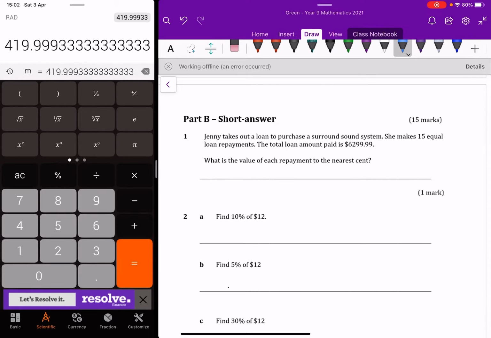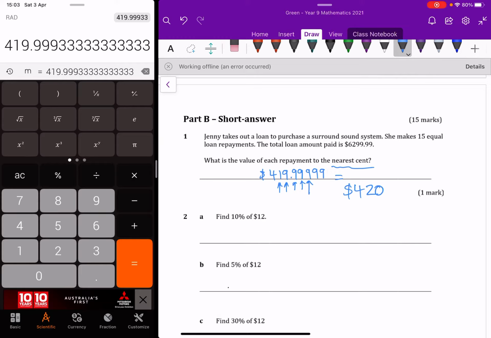Now here's the thing. What's the amount to the nearest cent? A lot of people were putting this as their answer. But when we round 0.999 like this to the nearest cent, we look at this number and say, is this number 5 or greater? If so, it makes the number to the left of it add 1. But when we add 1 to that, it creates a knock-on effect, and it affects all these numbers. So actually our correct answer is $420. You only got half a mark if you put that, because it's technically not correct. To the nearest cent, it is $420.